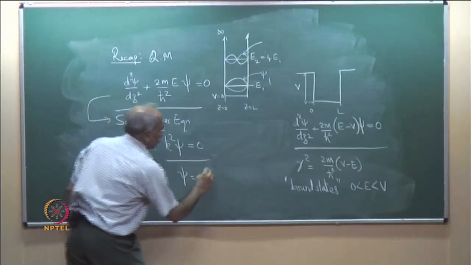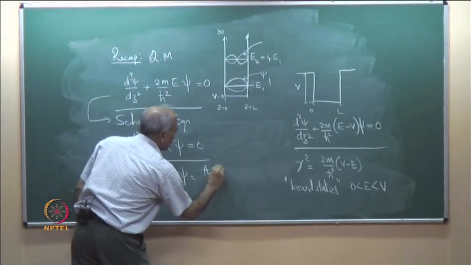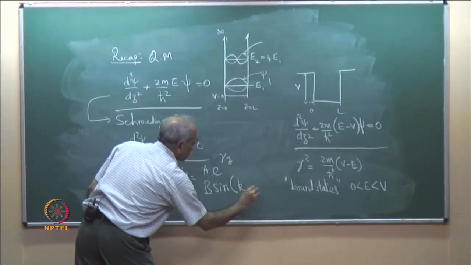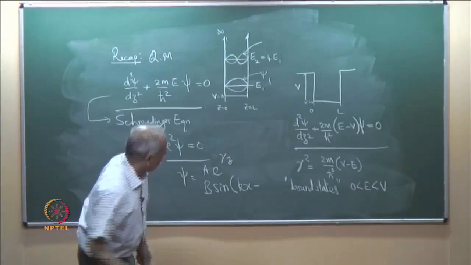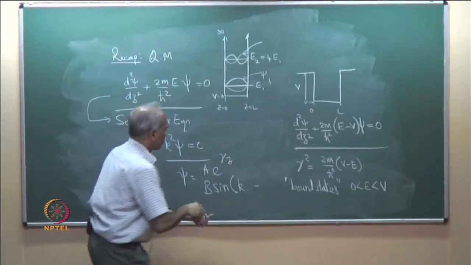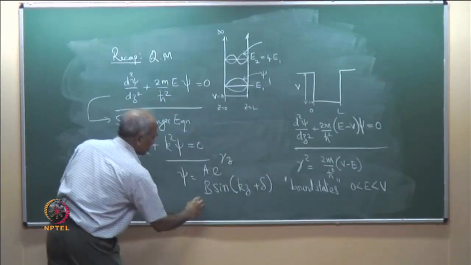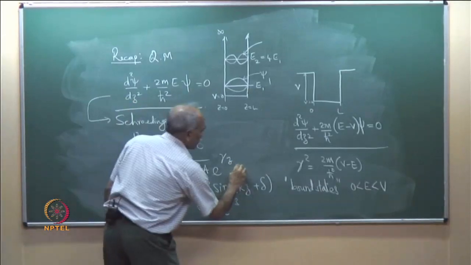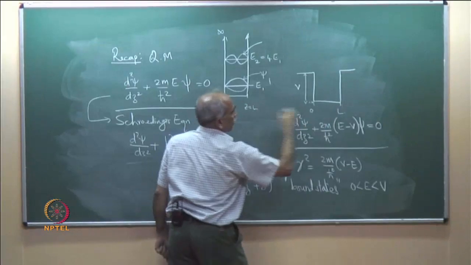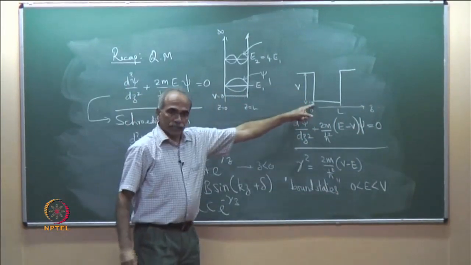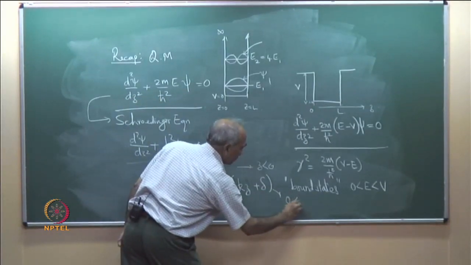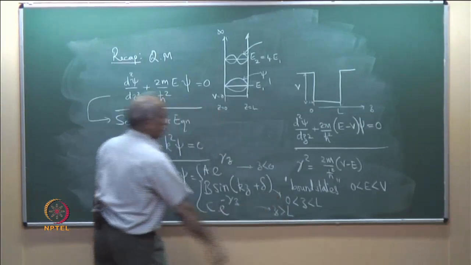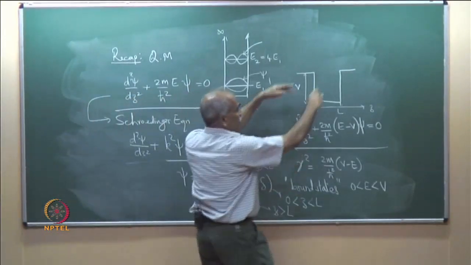You can write psi is equal to some constant A, this is just as a revision, e to the power of gamma z. This is B into sine of k z plus delta, where delta is a constant, and C e to the power minus gamma z. This is for z less than 0, that is this side, this is the z axis. This is the solution for 0 less than z less than L, and this is the solution for z greater than L, which clearly tells you the solutions are exponentially decaying.